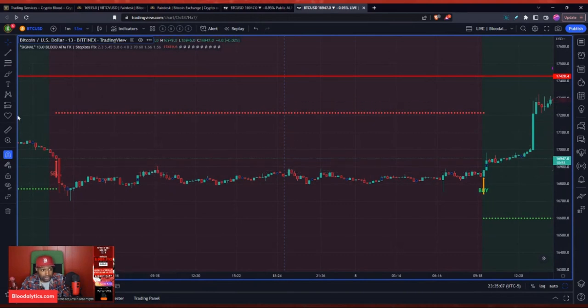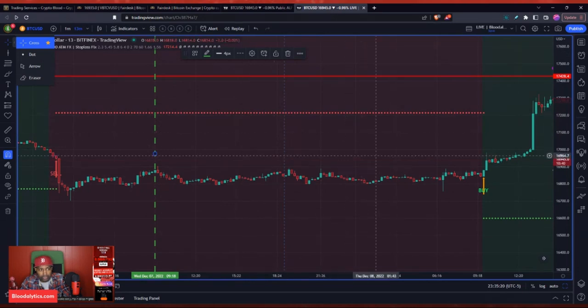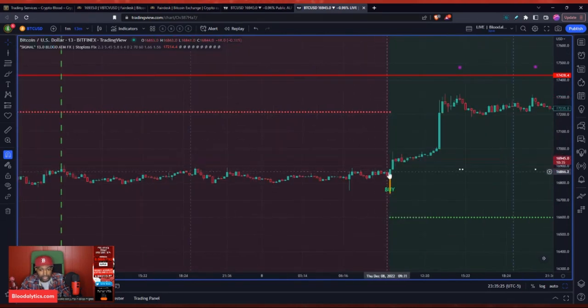I'm going to mark this for you so you can have this as a visual reference. I'm just going to say 9:18, boom, right there. That's where we went long on our Bitcoin versus USDT long. You see where we went long on the traditional Bitcoin versus USD Bloodalytics system the following day at 9:57.